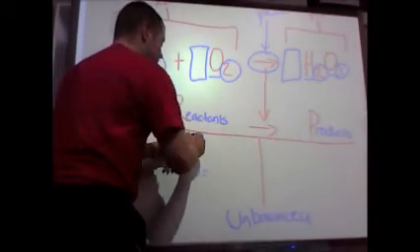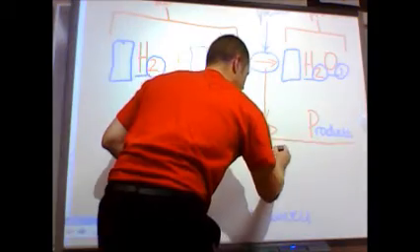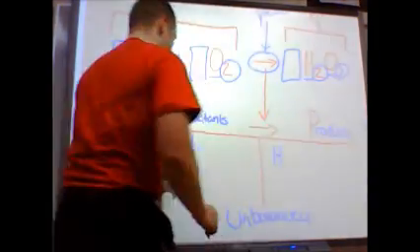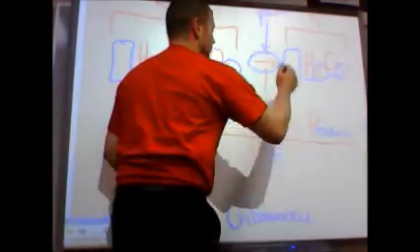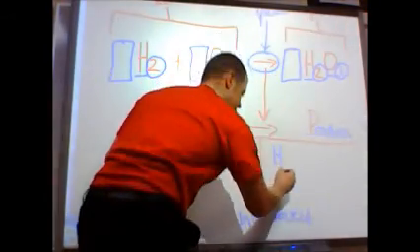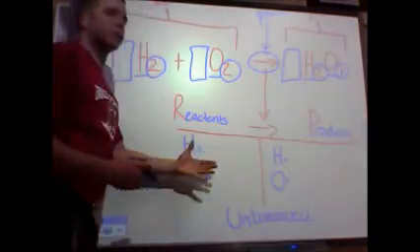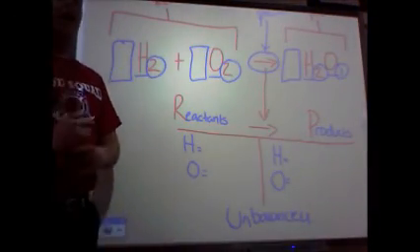So I see hydrogen on the reactant side. Is there hydrogen on the product side? Yes, so I can put it there. I see oxygen on the reactant side. Is oxygen on the product side? Yes. Okay, now I can count the atoms. Is that the last step? How do I count the atoms?